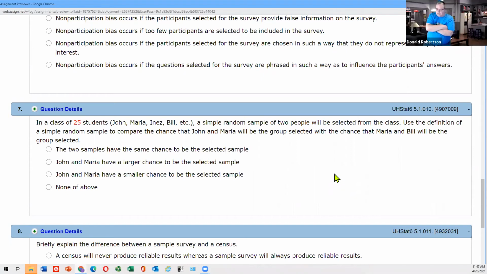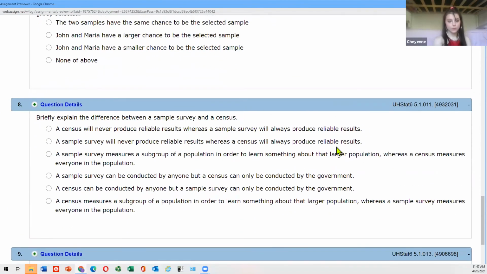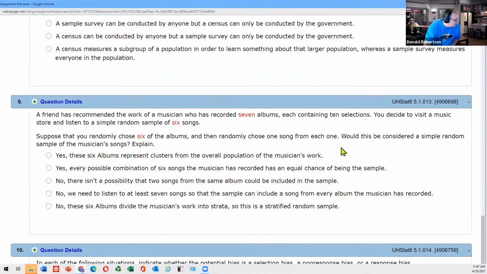Would you agree the first two are going to have about the same chance as the second two, right? Mm-hmm. That's it. We've got time for one last one. I'm randomly going to stop.